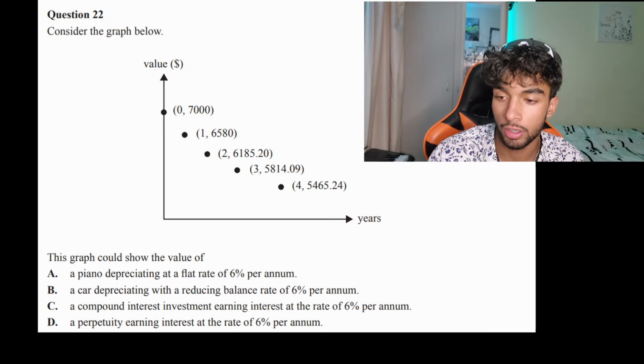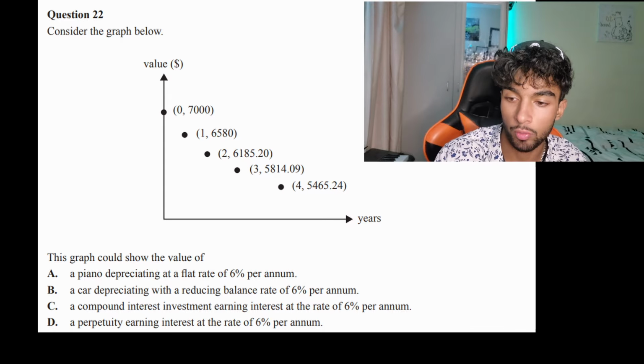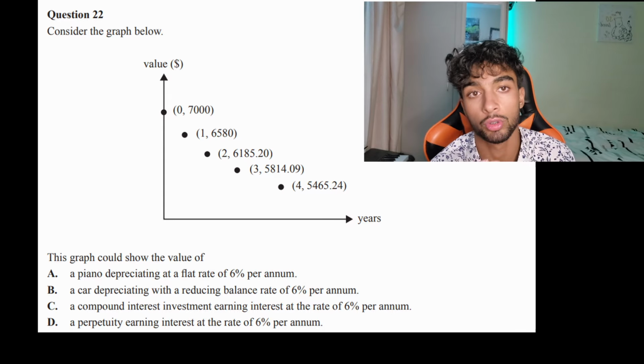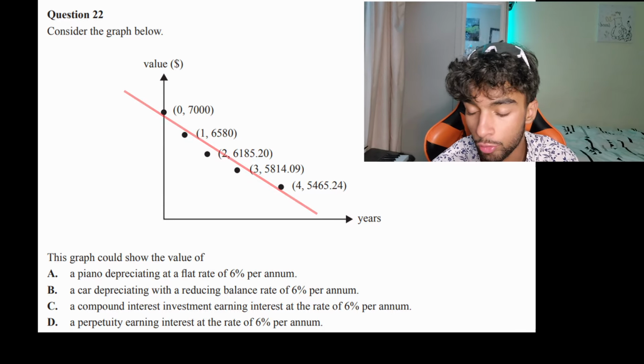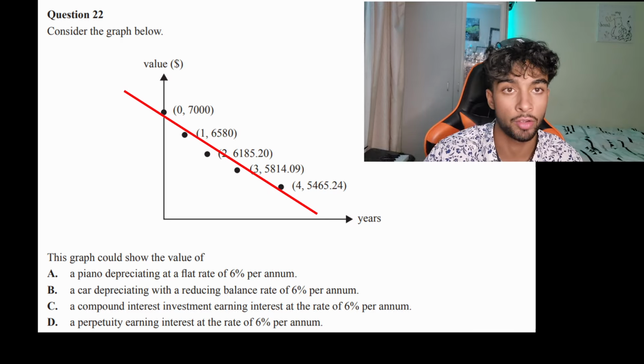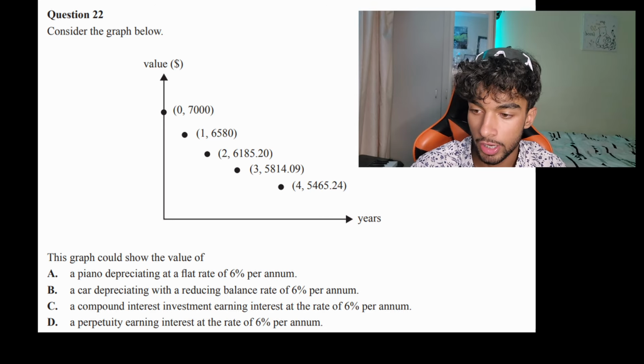So to avoid mistake number five, when you're given a finance graph, check for linearity or curvature. In this graph over here, we can see it's going downwards. But if we use a ruler and put it through the points, we can see that there's actually a curve going downwards. Since it's a curve going downwards and not a straight line, we know that this isn't flat rate, but reducing balance depreciation. So we're going to mark the answer as A.